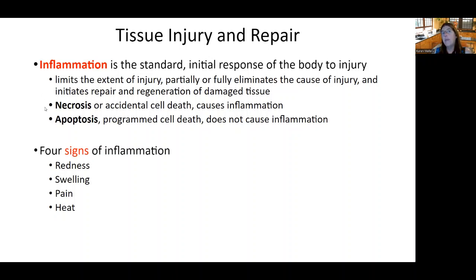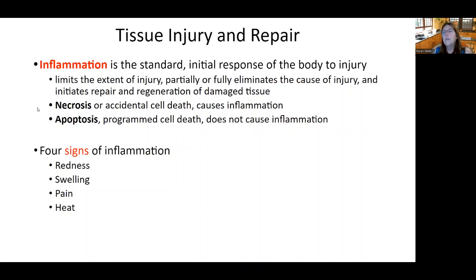Sometimes we have death of the cells around the site of injury. This is called necrosis, right? This can happen when blood flow is cut off. This also happens in the case of diabetes, where proper circulation isn't occurring in a tissue, and you can have cell death. This is going to cause inflammation because it's going to alert the immune system.